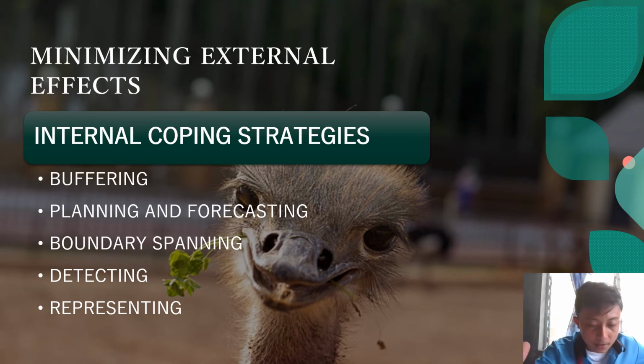Boundary spanning. So, what is boundary spanning? Boundary spanning is a term to describe individuals within an innovation system who have or adopt the role of linking the organization's internal networks with external sources of information. So, detecting: to discover or identify the presence or existence. So representing, the last one, is to be entitled or appointed to act or speak for someone, especially in an official capacity.